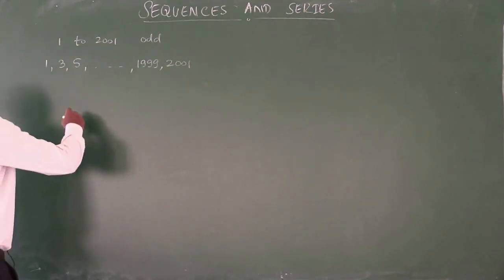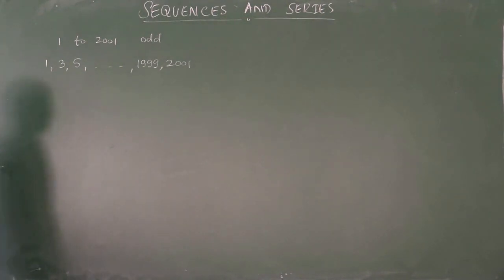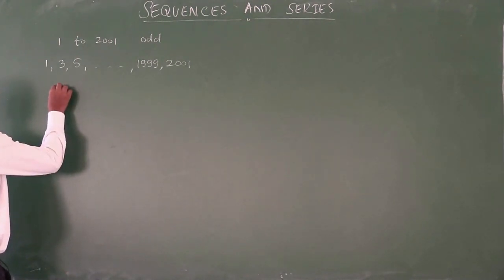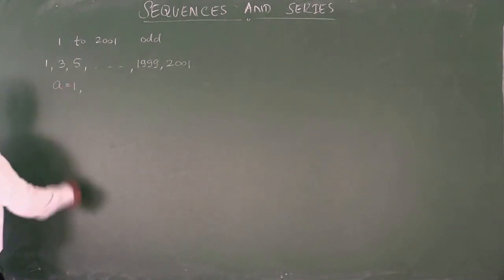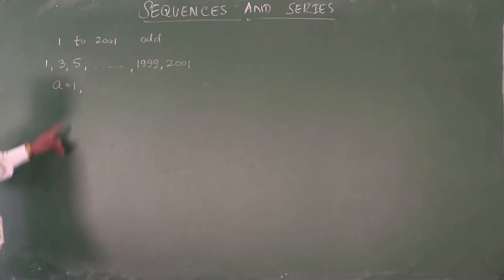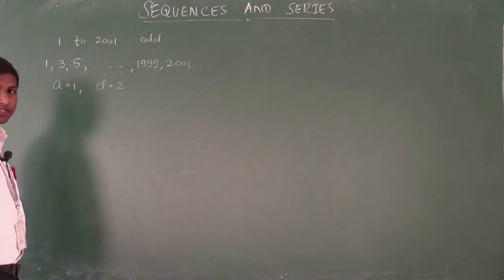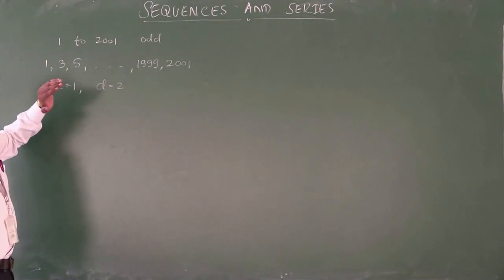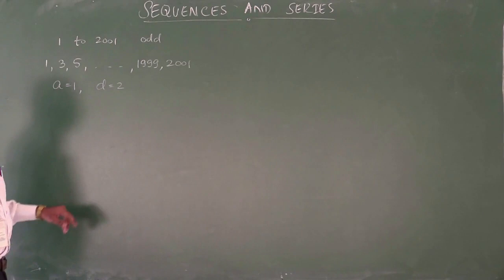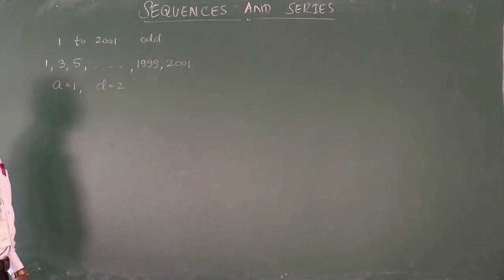Now what kind of AP is this? What is the first term of this AP? It is 1. So I will write a equals 1. First term a is equal to 1. What is the common difference? It is 2. So I will write small d equals 2. So this is an AP with first term 1, denoted by small a, and common difference 2, denoted by small d.